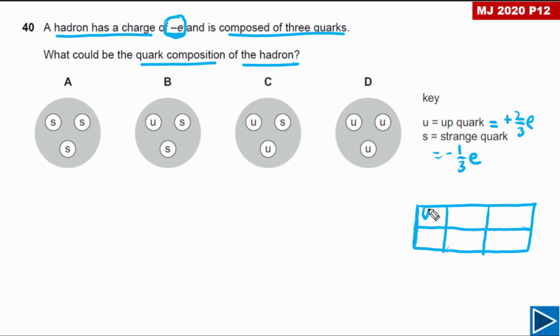First of all, we have the up quark. Here we have the down quark. Then we have the charm quark.